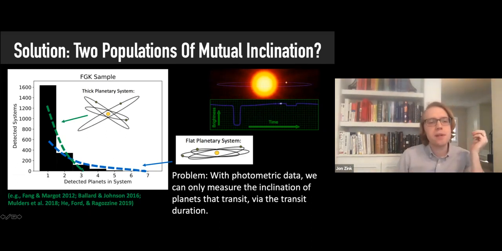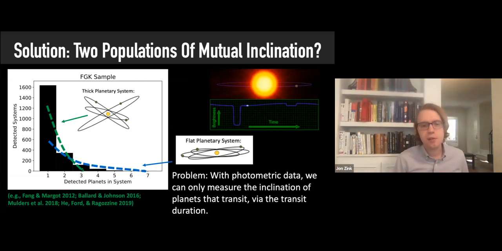But this kind of leads to this weird, unique finding, because in order for this to work out, you need to be at a roughly 50-50 split. So you need half of the systems to be in this thick orientation and half of them to be in this thin orientation. And that seems like quite a large number of systems with a really thick, really dynamically heated orientation. So maybe that's not the true solution.